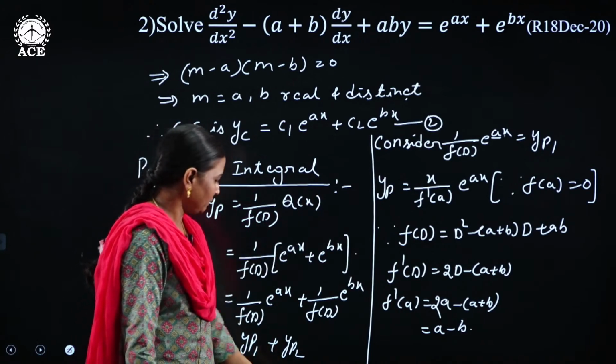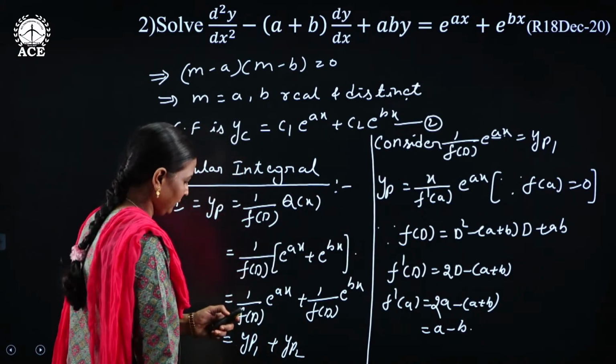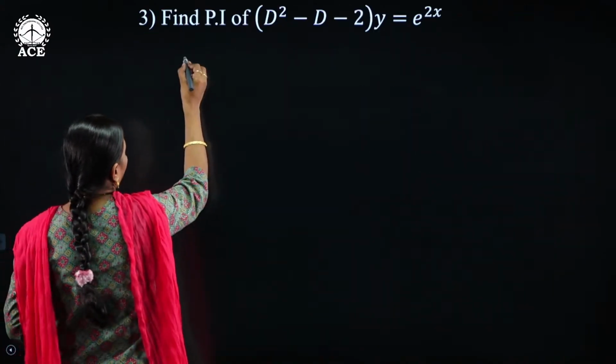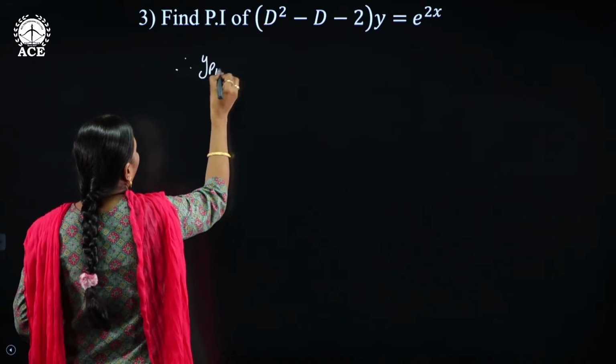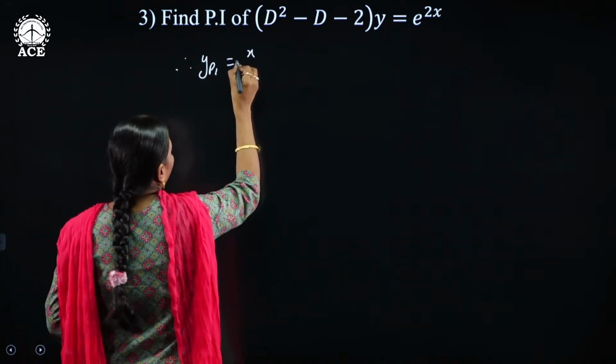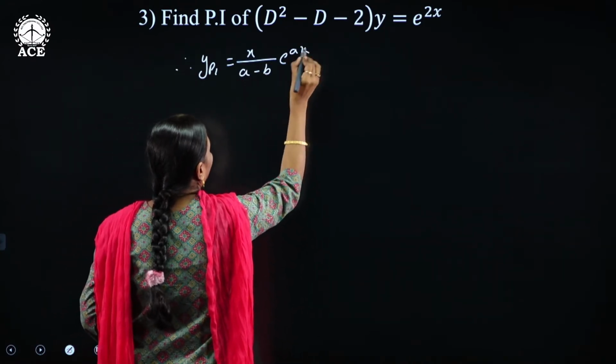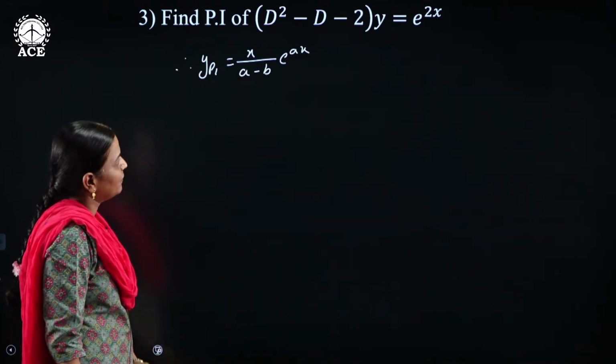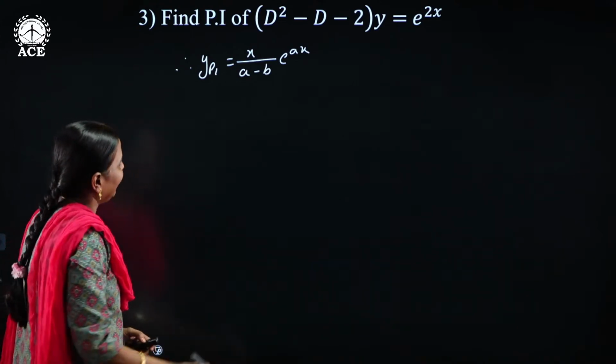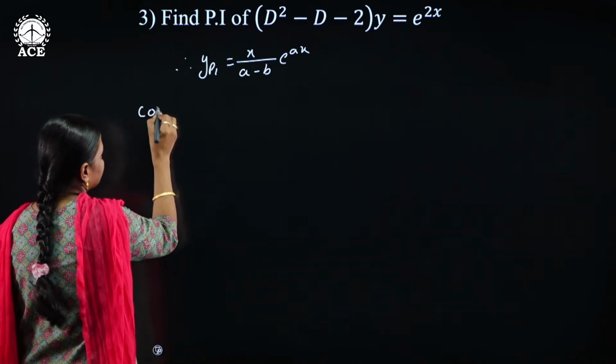Now how to write yp1? Therefore yp1 is equal to x by f dash of a, which is x by (a minus b) into e power ax.